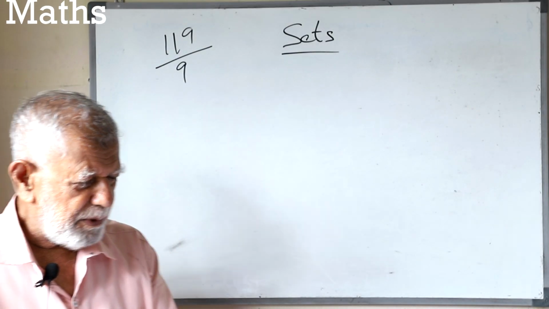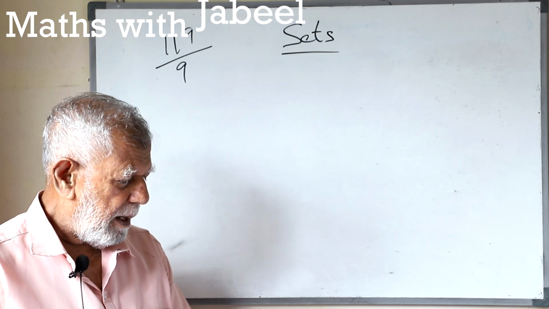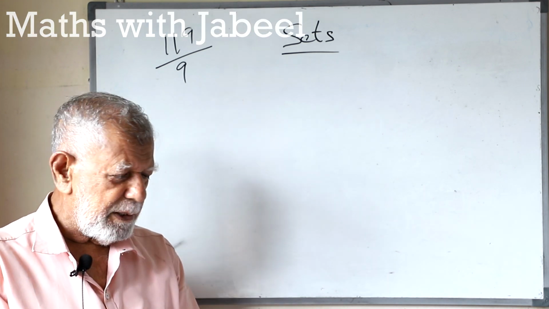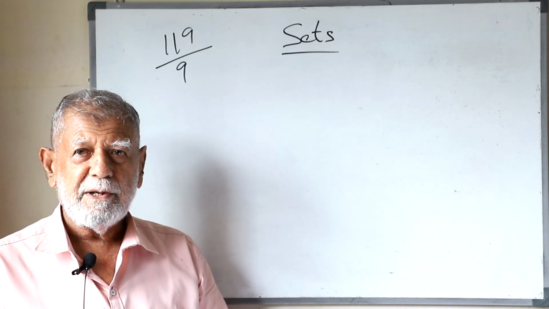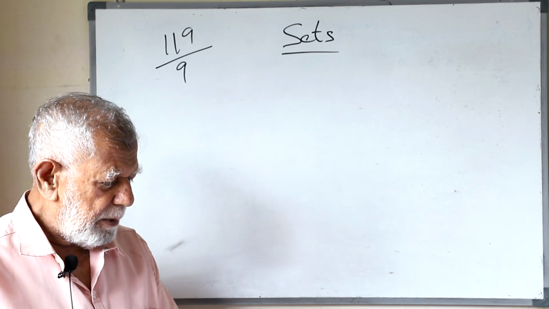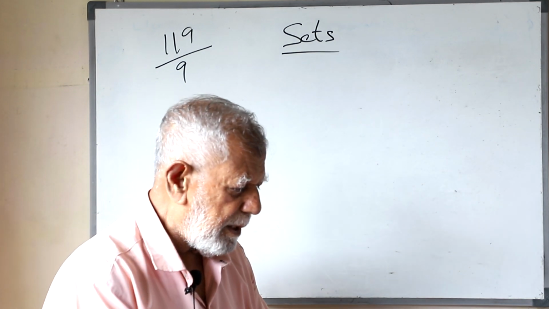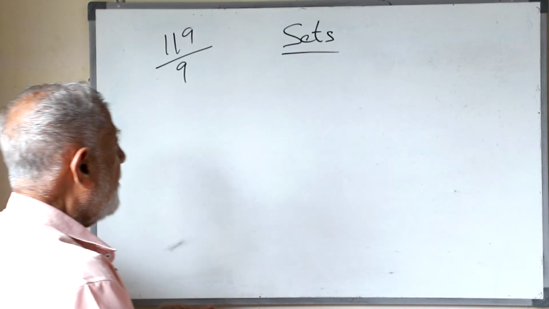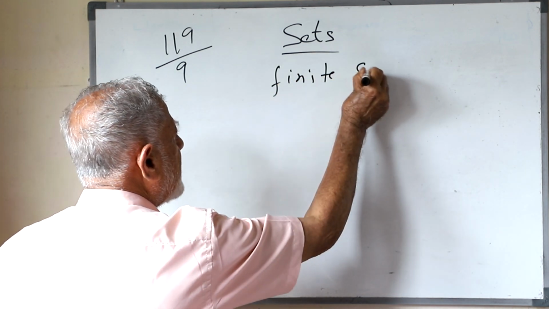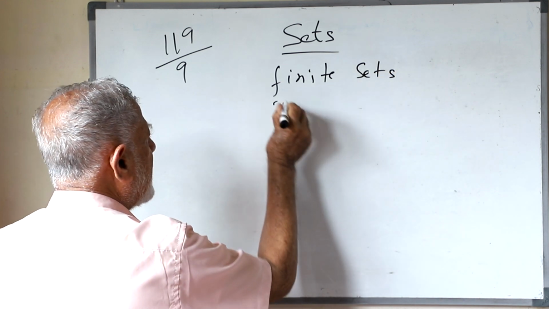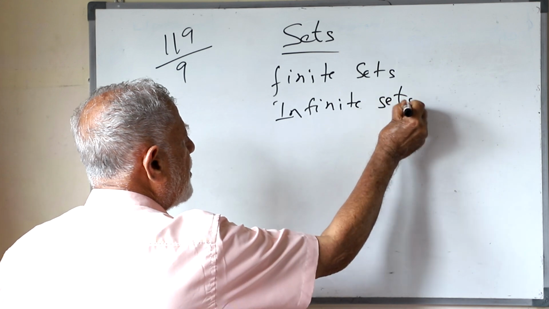Hi children, we are continuing with our lessons on sets. In the last lesson we did some introduction work on sets and we found out how to identify a set. Today we are continuing again, and here there are two things we should know: finite sets and infinite sets.